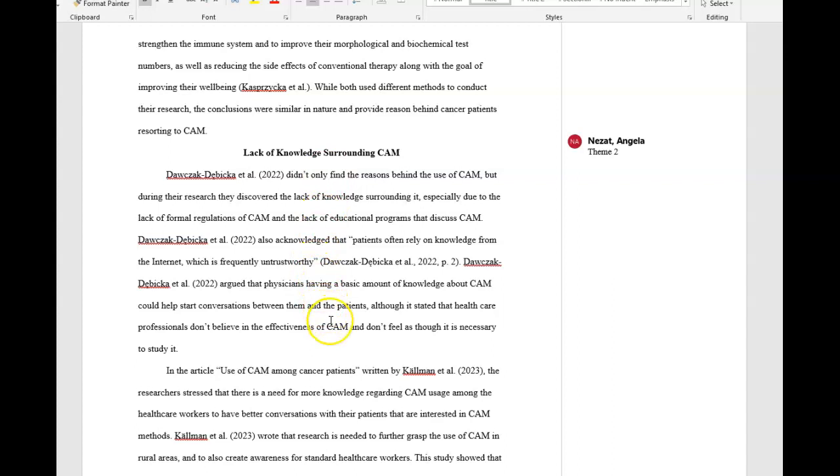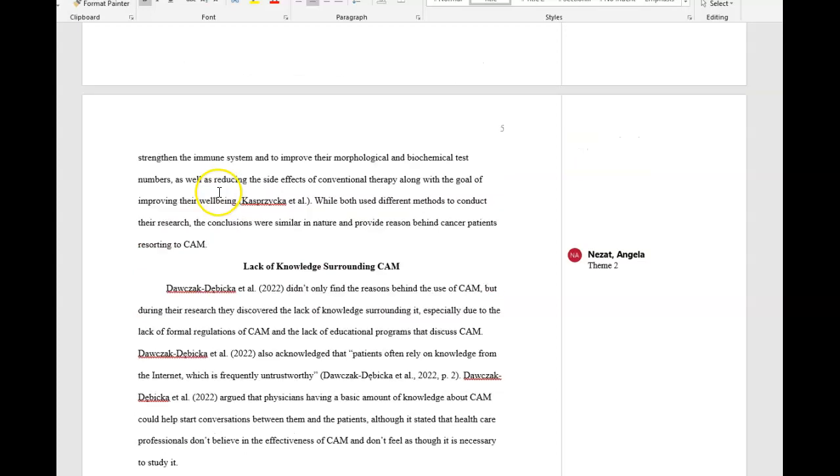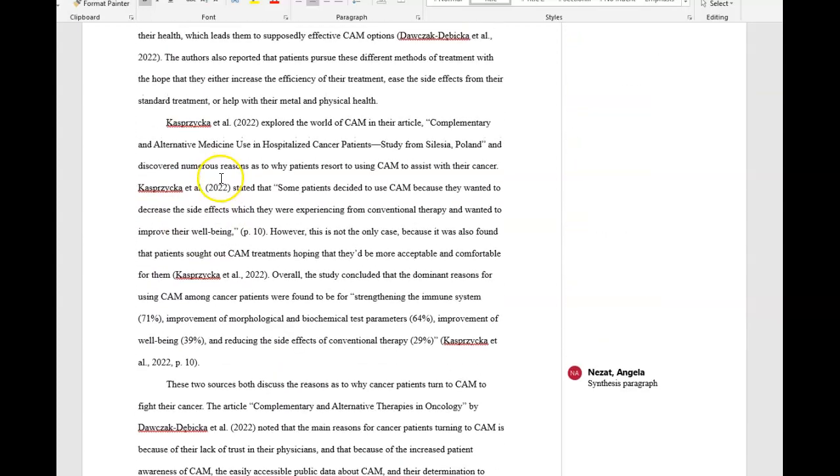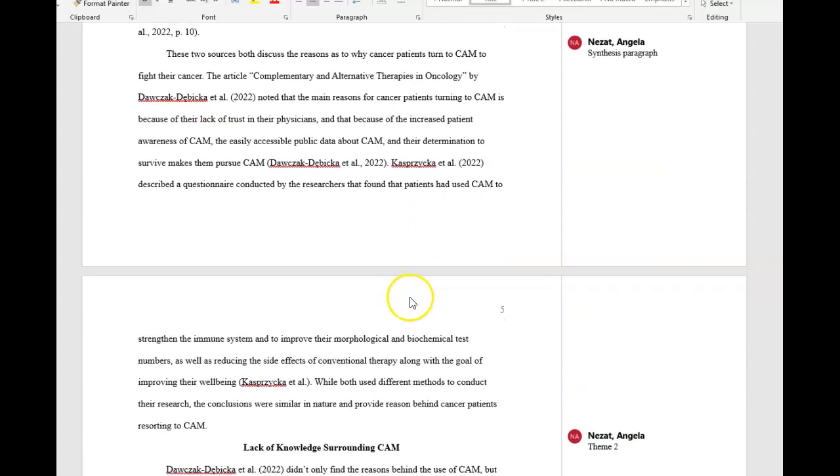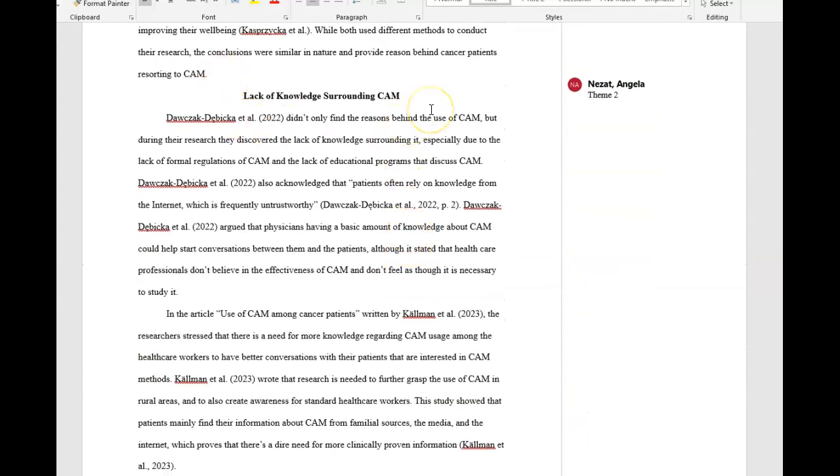Student explains the first article, and you notice it's the same article as this particular subject. That's fine. That's quite plausible. Only this summary is going to cover the lack of knowledge. So this summary is going to summarize how this source discussed the lack of knowledge surrounding CAM. So it's going to focus specifically on this particular research article's way they addressed the lack of knowledge.